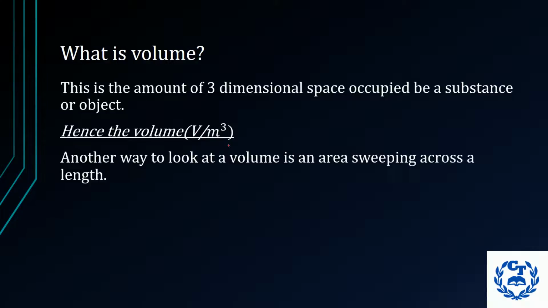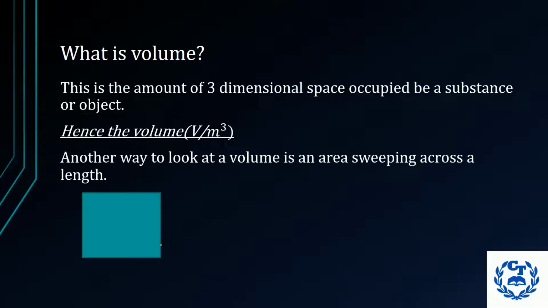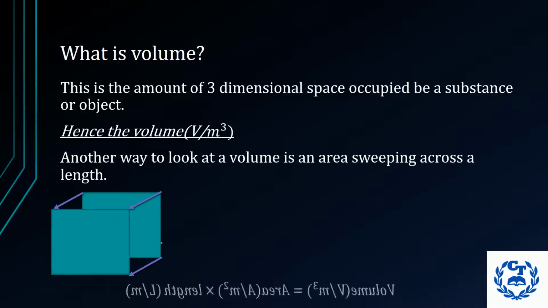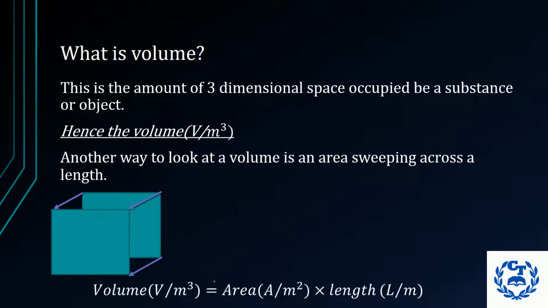Another way to look at the volume is by simply having an area that is sweeping across a particular length. Let's say, for instance, you have a point and you sweep it. Notice you would get a line. If you take that line now and you sweep it across a given length again, you will get an area. From there, if you take that area and you sweep it across a particular length, notice that you will get a volume. So a volume is another way of saying an area multiplied by a length, and this area has to be uniform along the length that you're looking at.